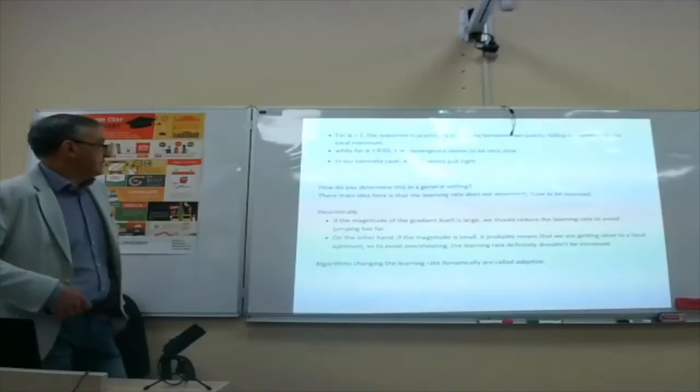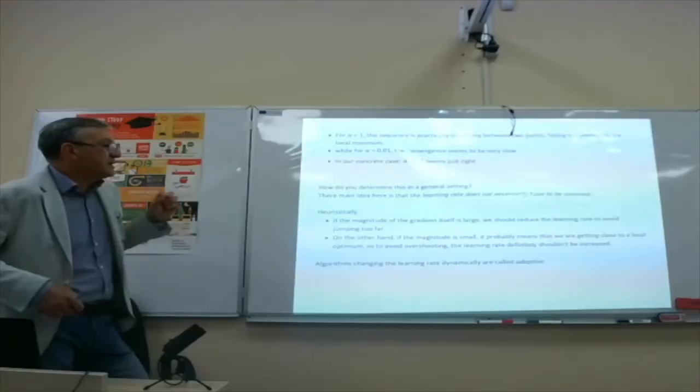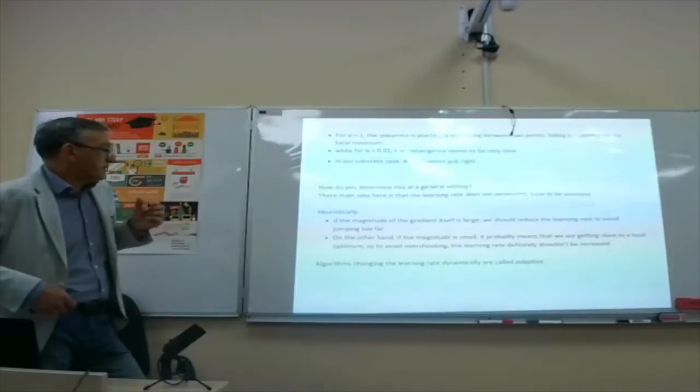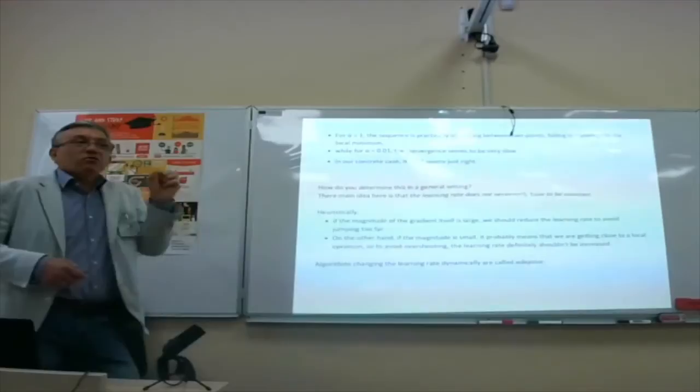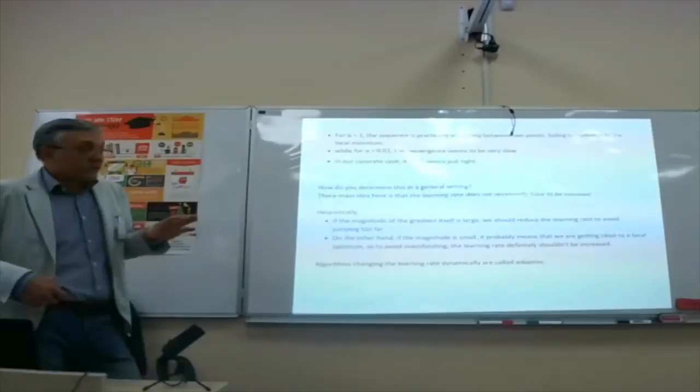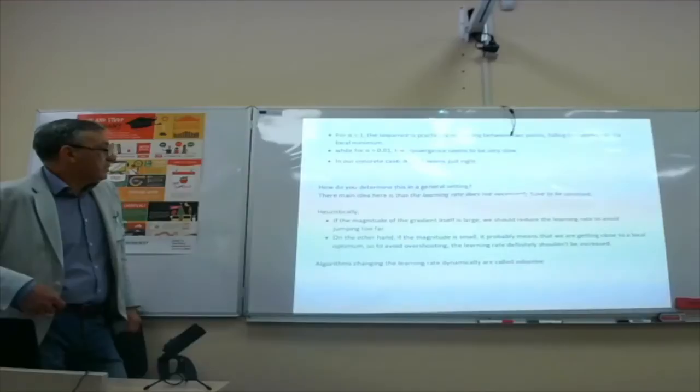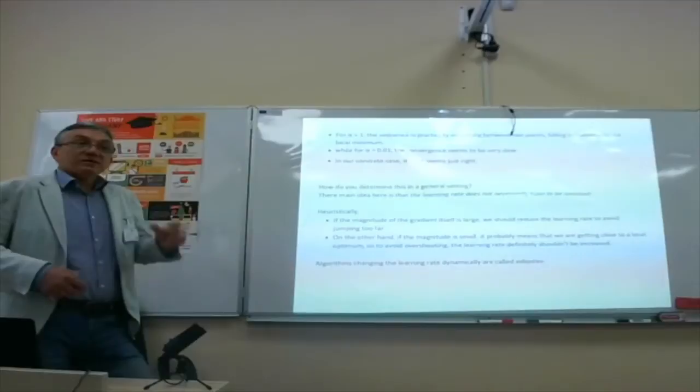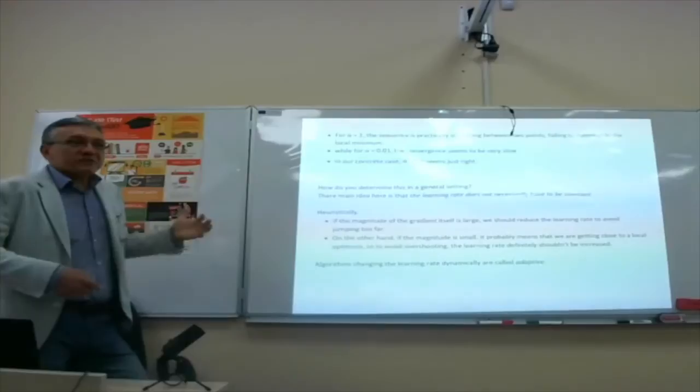On the other hand, if the magnitude is small, it probably means that we are getting close to a local optimum. So this is a reason to make a decision. We are in the local neighborhood of the point of optimum, local optimum. So to avoid overshooting, the learning rate definitely should not be increased. It should decrease our steps and maybe stop our process under some condition.